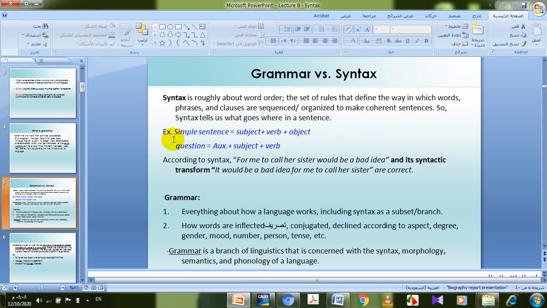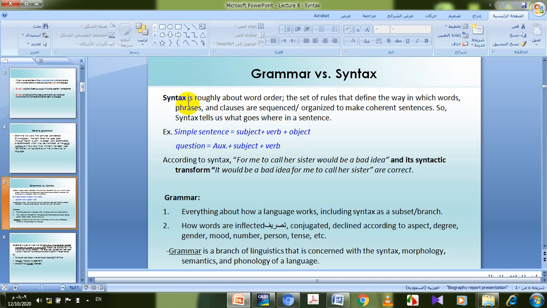For example, we know that a simple sentence consists of subject, verb, object. This is the word order: subject, then verb, then object. As for questions, we have auxiliary plus subject plus verb. So that's why we are talking about the order or word order. Okay, how words are organized, how words are sequenced within a specific sentence in a specific language.